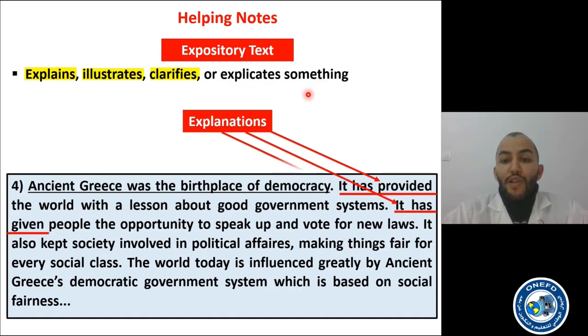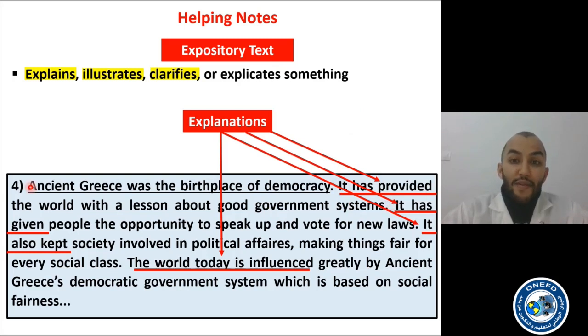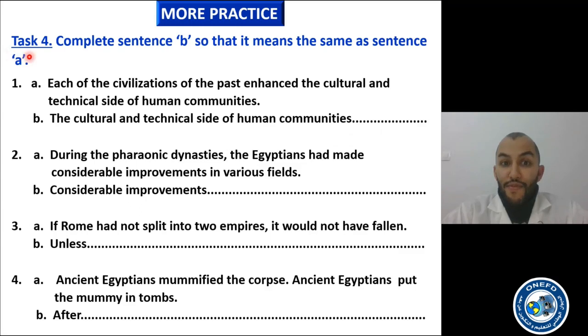Okay, now look at these explanations. It provided a, and you continue. It has given people, and you continue. It also kept, and so forth. Is it okay? All right. Task number 4. Complete sentence B so that it means the same as sentence A.